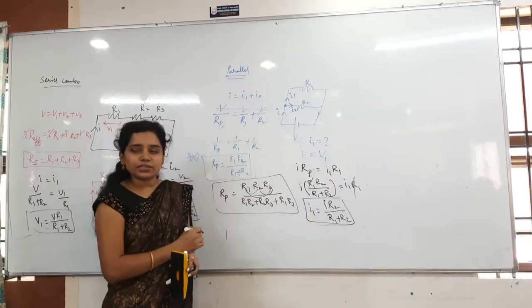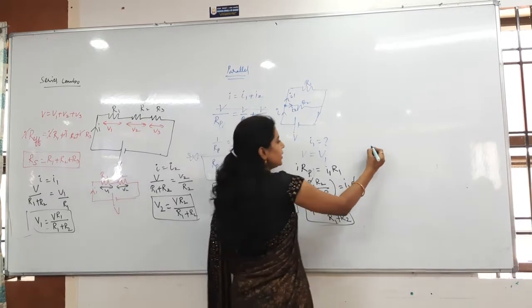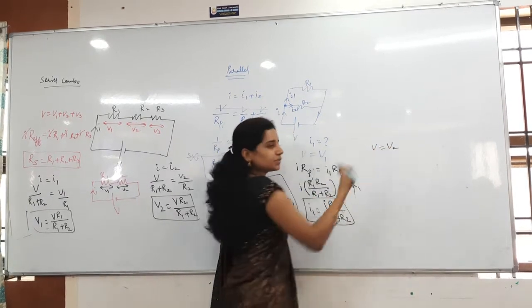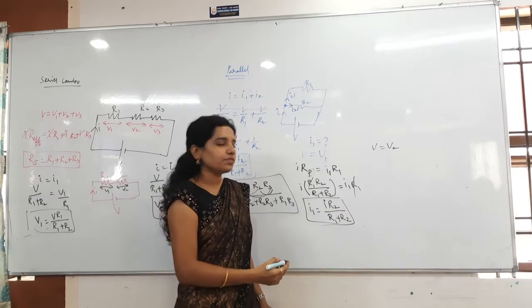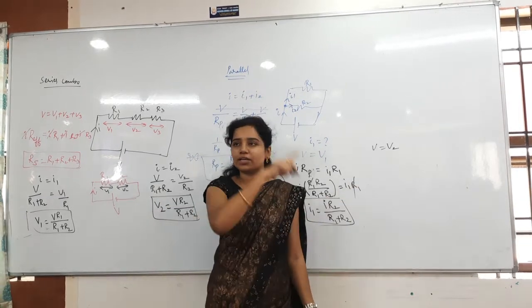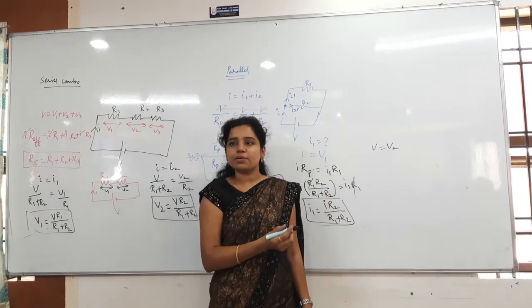Clear? Next, in the same way only, I will take V is equals to V2 also. If I take V is equals to V2, V belongs to which? Total circuit. Total circuit current is how much?